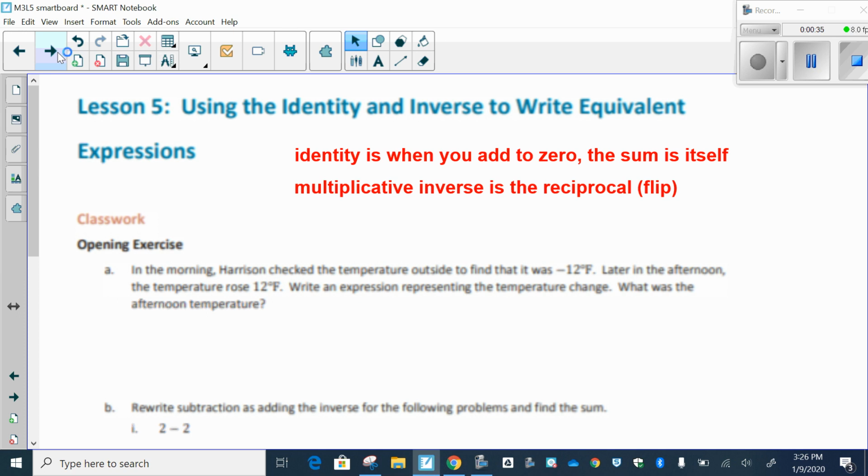Multiplicative inverse is a very fancy way of saying reciprocal. Reciprocal, remember, is the flip of a number. So the multiplicative inverse of 6 is 1 over 6, 1/6. The multiplicative inverse of 1/7 is 7.